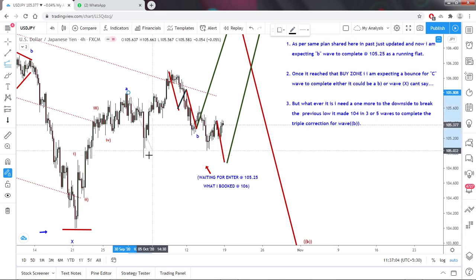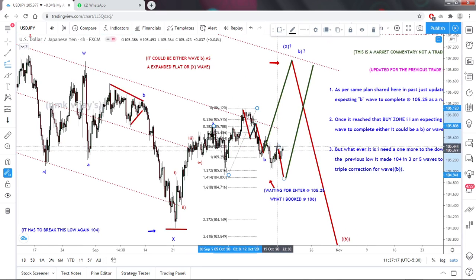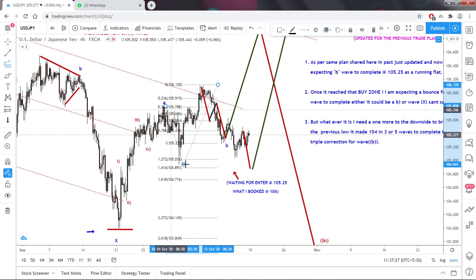So I took this as an expanded flat. So nearly 1.414 or 1.618, also it isn't valid. So that is why I have dropped here. Otherwise, if it is not happening, it could be a more complex correction pattern also. So that means this could be B, C, D and E. It could make a triangle also, and then it can shoot.